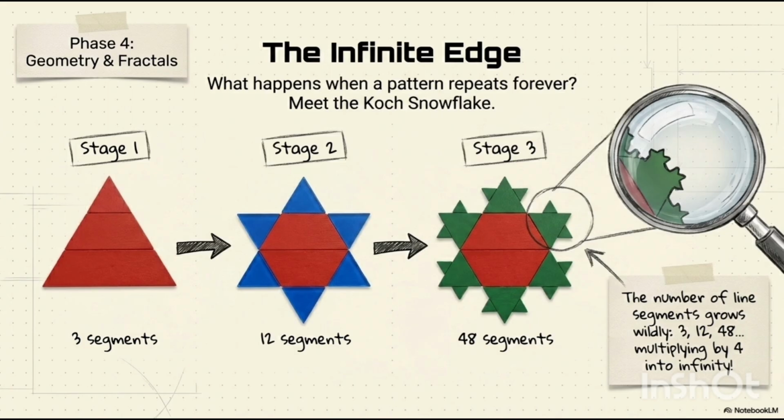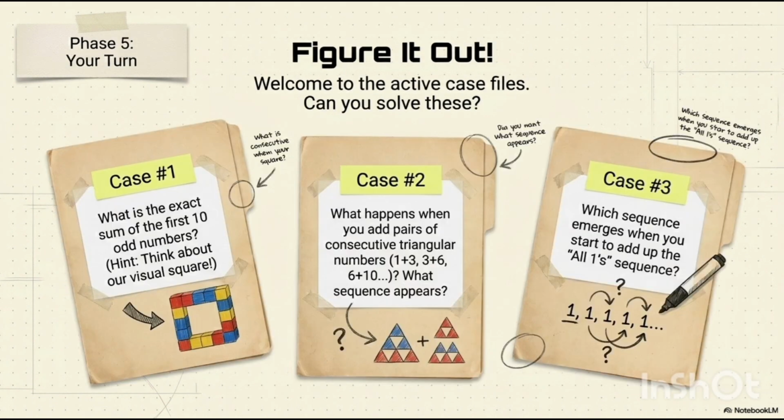Now let me ask you some simple questions to make sure whether you understood it well. The first one is, what is the exact sum of the first 10 odd numbers? Now I'll tell you the answers. The first 10 odd numbers are 1, 3, 5, 7, 9, 11, 13, 15, 17 and 19. So these are the first 10 odd numbers. Now if we add them, we get 100.